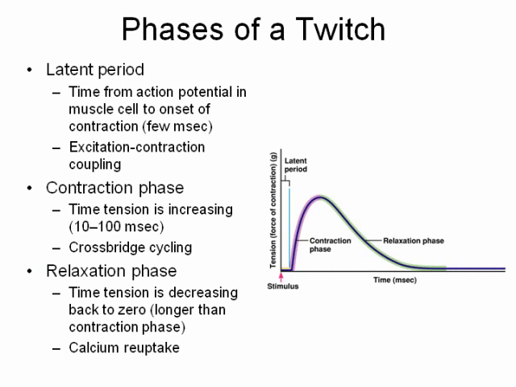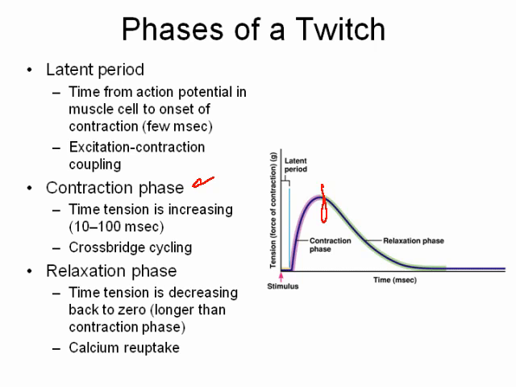There are phases of a twitch. First of all, there's a latent period. This is the time between the action potential and the onset of contraction. It's just a few milliseconds, but it's this area here when there is actually no muscle tension developing. And excitation-contraction coupling is going on during this time. So the latent period is not a period of nothing happening. It's just a period in which there is no visible change in the muscle itself.